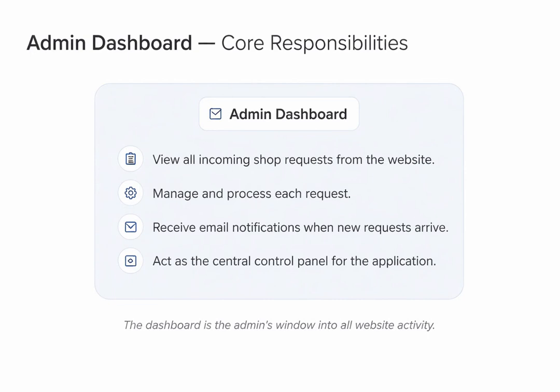Let's talk a little more about what the admin dashboard actually does. The dashboard serves as the admin's window into everything happening on the website. When a shop submits a form on the front end, that request shows up in the admin's dashboard. The admin can then see it, review the details, and decide what to do next. On top of that, the admin also receives an email notification, so they are alerted even when they are not actively looking at the dashboard. This combination of a dashboard view and email alerts makes the admin system very practical and responsive.